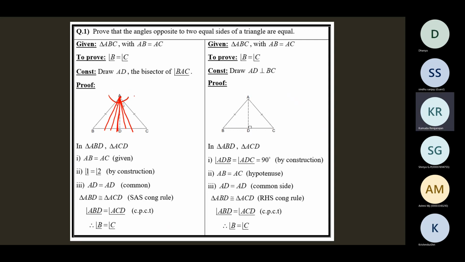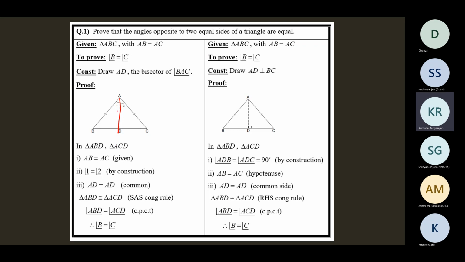There cannot be more than one line segment that bisects angle A. We are choosing that line segment AD, which will bisect angle A. It's not that we're just taking some line. We know that there is definitely a line segment that bisects the vertical angle A, so we take that one.